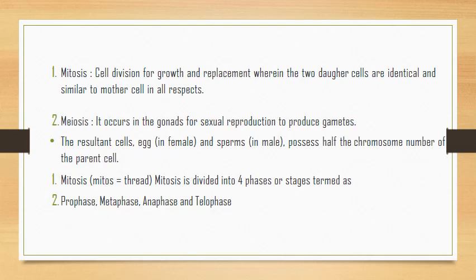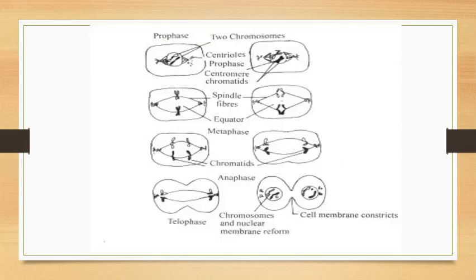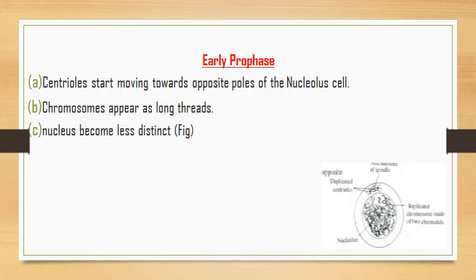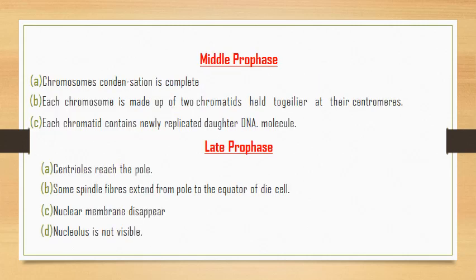Mitosis, mitos means thread. Mitosis is divided into four phases or stages termed prophase, metaphase, anaphase and telophase. This is the structure of cell division of mitosis. Early prophase: centrioles start moving towards opposite poles of the nucleus. Chromosomes appear as long threads. The nucleolus becomes less distinct. You can see this condition here.